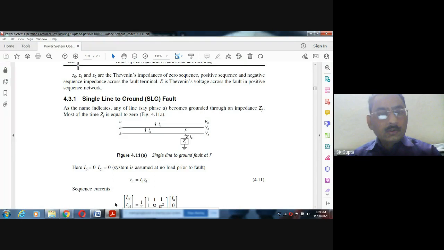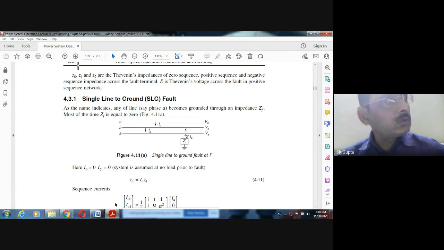In the last class, we described, if there is an unbalanced fault, how to find out the fault current, how to find out the fault voltages, and how to find out the current that flows into the transmission line during the fault or after the fault. In that process, first of all, in case of an unbalanced fault, we see what type of fault it is, and we described the single line to ground fault in the last class.